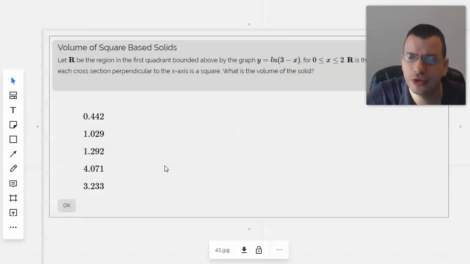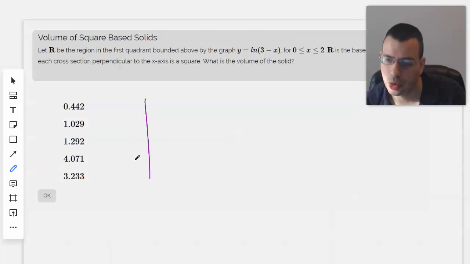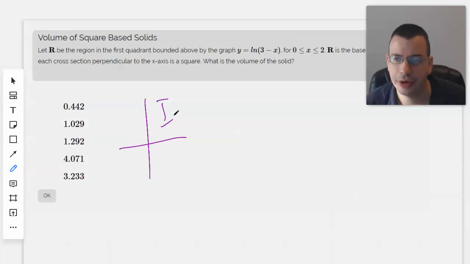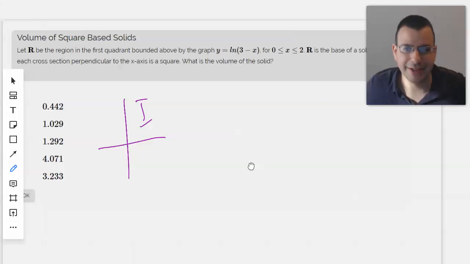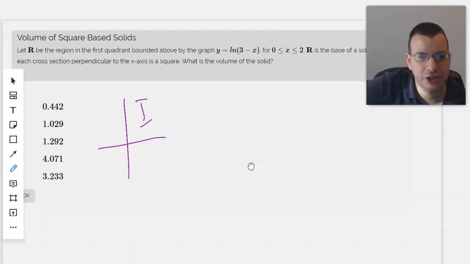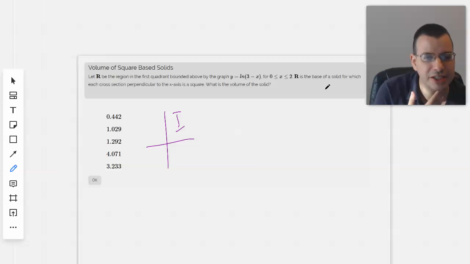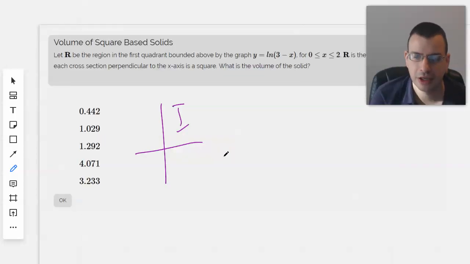Let R be the region in the first quadrant. Okay. So, first quadrant is this one right there. Bounded by the graph y equals natural log of quantity 3 minus x, for 0 less than or equal to x less than or equal to 2, R is the base of a solid for which each cross-section perpendicular to the x-axis is a square. What is the volume of the solid?